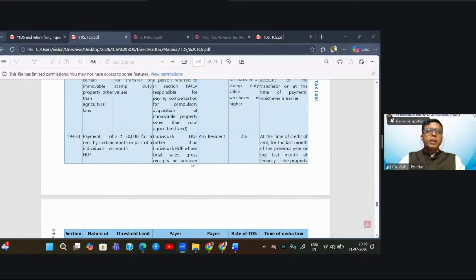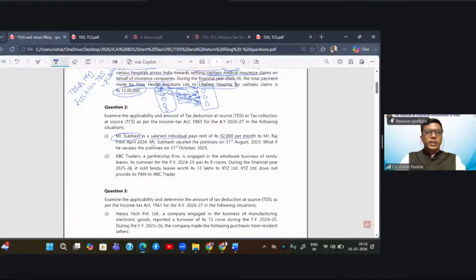Yes, now comes the main point. For what period? Now here we will check. So what is given? Mr. Subhash is paying rent to Mr. Raj. Mr. Subhash vacated this on 31st August. Now for our financial year, we have to cover only our financial year. So it is April, May, June, July, August. So we take 5 months.